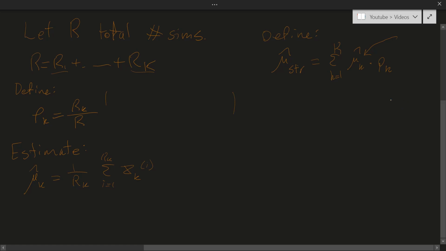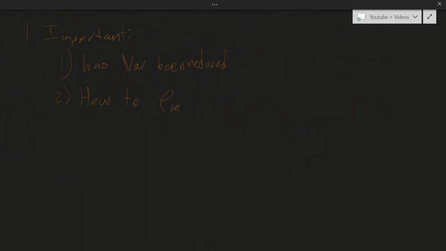Now, we don't know if this is a good estimate. We have some important questions. First of all, has the variance been reduced? And secondly, how do we choose these rho k's or rk's? How do we decide how many simulations we wish to perform within each strata?